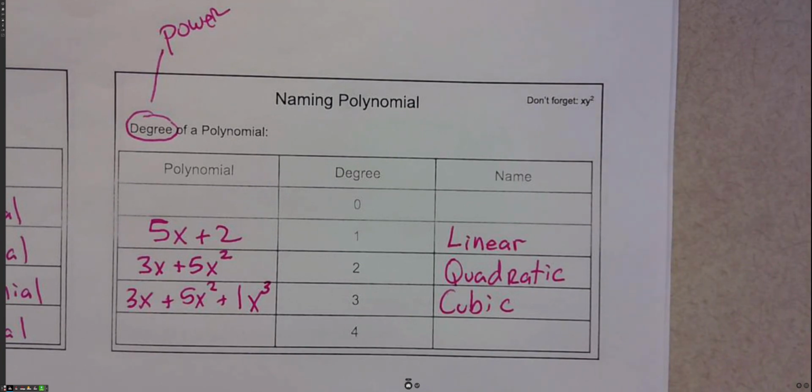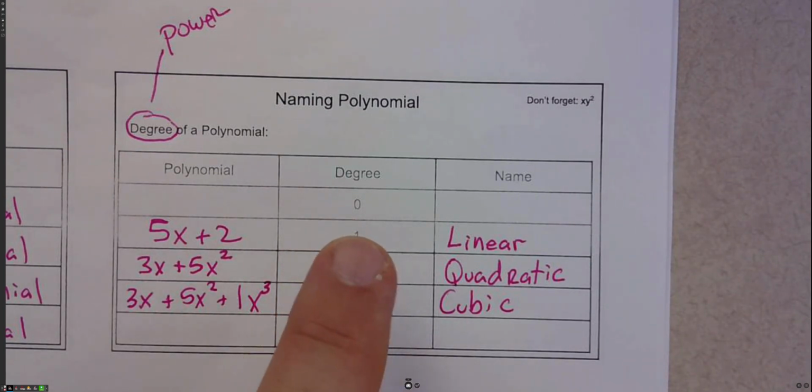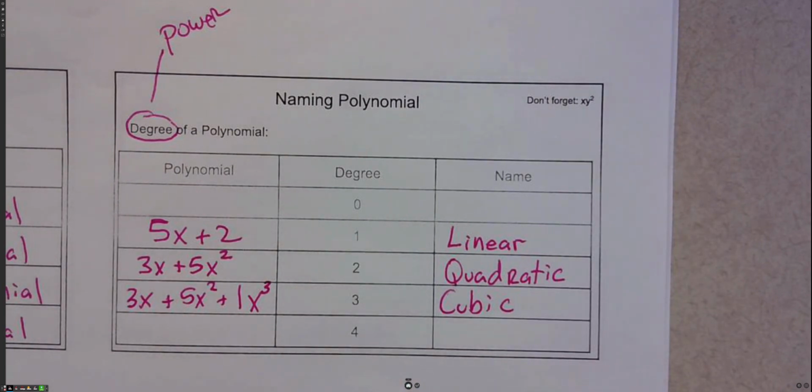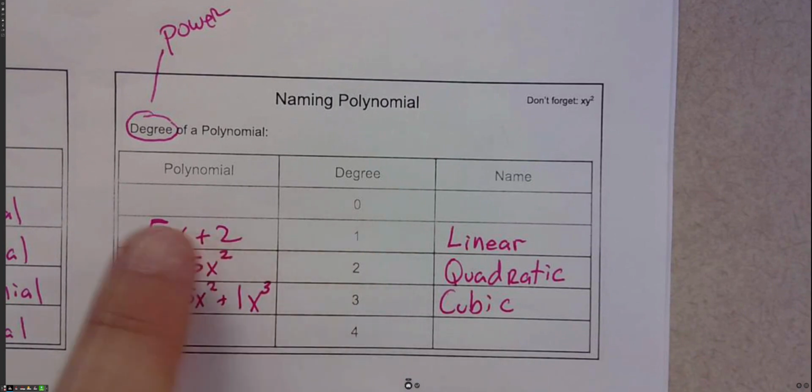Now, when we say the highest power, we're talking about the highest power on what? It's the exponent on the variable, right? It's not about the number, it's about the variable. What if we have an exponent of 0 on the variable? What does that actually mean it is? It's 1. So what would be a 0 degree?